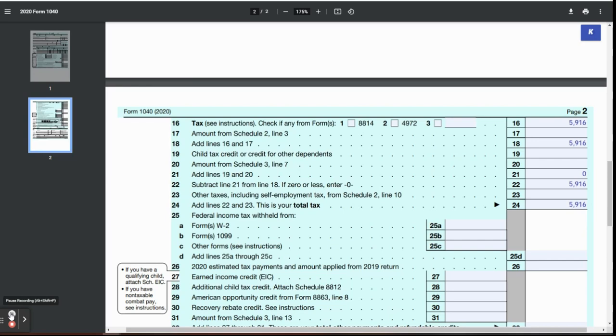So the total tax liability for Savannah is $5,916. Line 25 is where we pull the federal income tax that was withheld. So on Form W-2, the federal income tax that was withheld was stated as $6,075.48. And typically we just round to the nearest dollar. So we're going to keep $6,075. We're going to go ahead and carry that amount down on the line 25D.